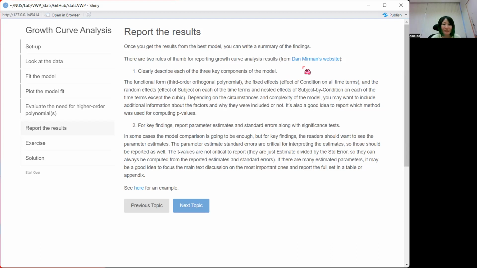One is to clearly describe each of the three key components of the model. Which functional terms did you use, like the linear term, the quadratic term, and the cubic term? Which ones did you include in the model? You need to report that, and which fixed effects and random effects you included. You probably already know that fixed and random effects are reported just as for the LME, but for the growth curve analysis you'd also want to include which functional terms you used. For example, you might say I included the linear and quadratic terms for my model.